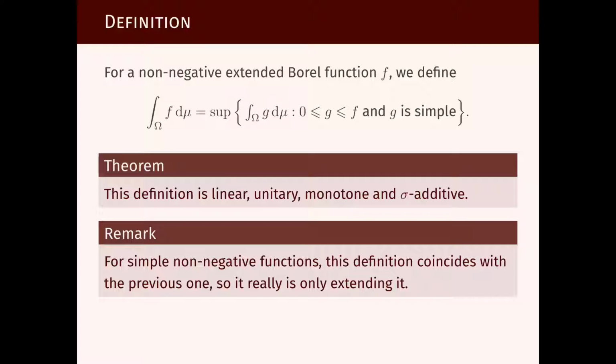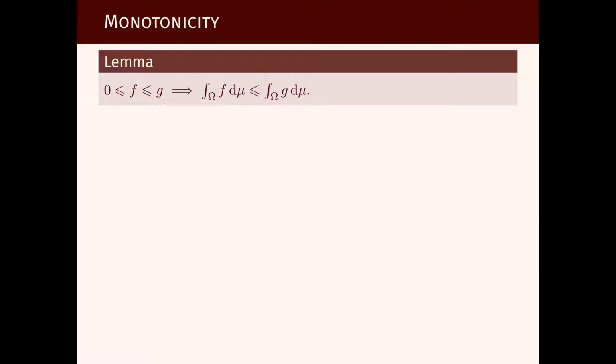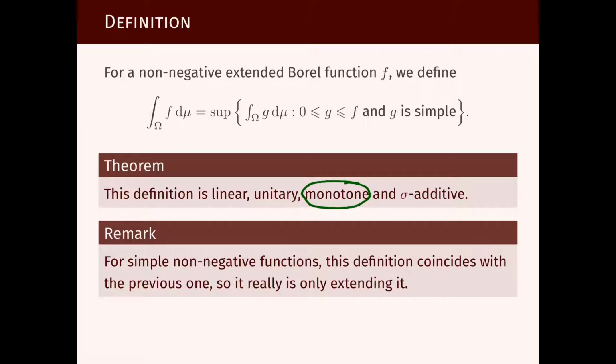So the first property to prove is that it's monotone, which is stated here: if f is a non-negative extended Borel function and g is another non-negative extended Borel function that is larger than f for every point, then the integral of g will also be larger than the integral of f. And for the proof, we don't need to write anything. We just need to come back here.